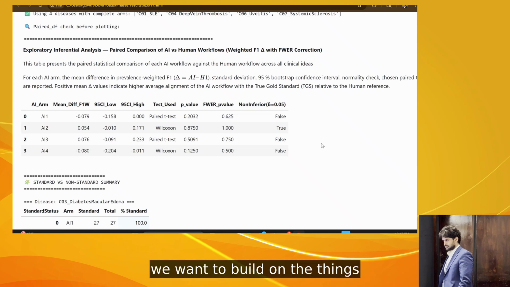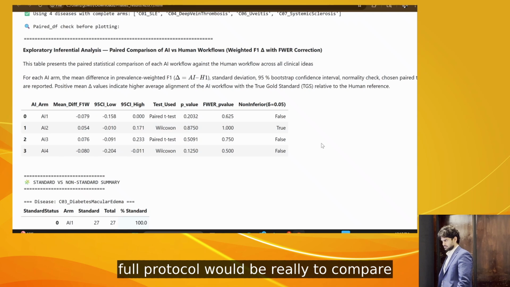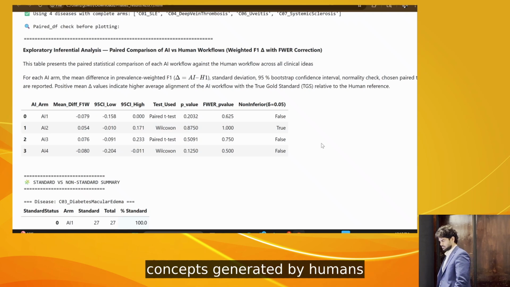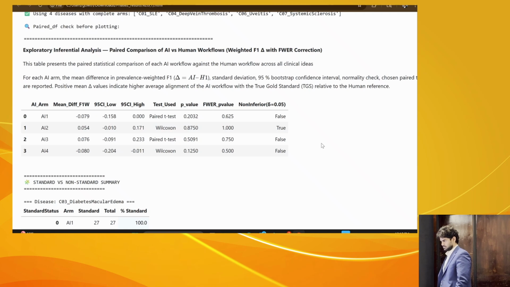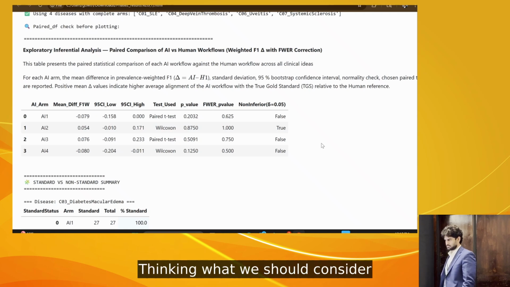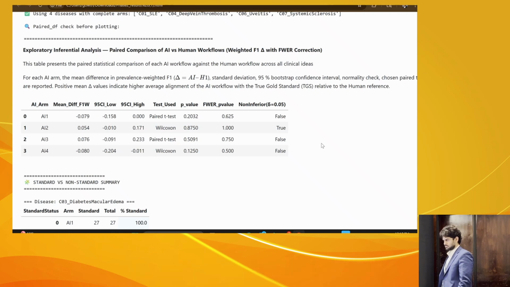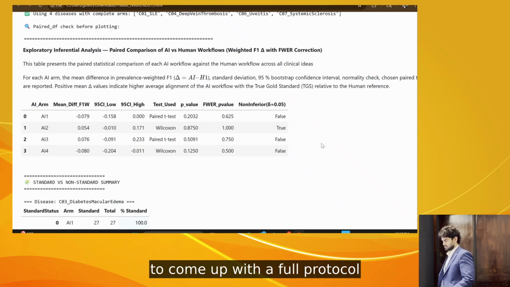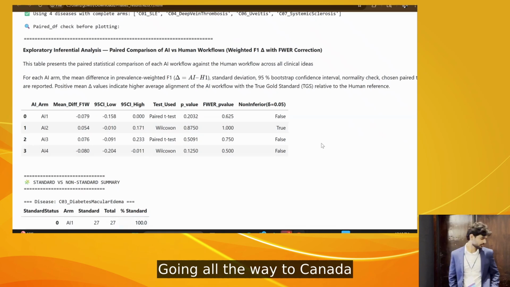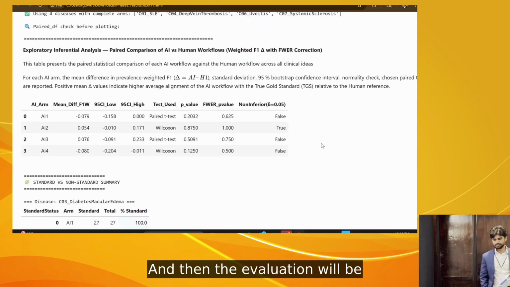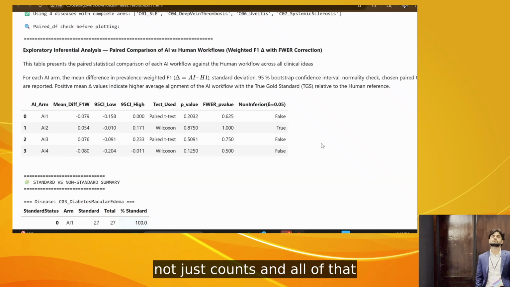So we want to build on the things we learned today to improve how a full protocol would work, to compare the performance of concepts generated by humans and concepts generated by an LLM, thinking about what we should consider phenotypes and concepts and all of that. Hopefully we can come up with a full protocol, a full experiment that we can do online virtually, walking towards a core definition. And then the evaluation would be on real data, not just counts and all of that.